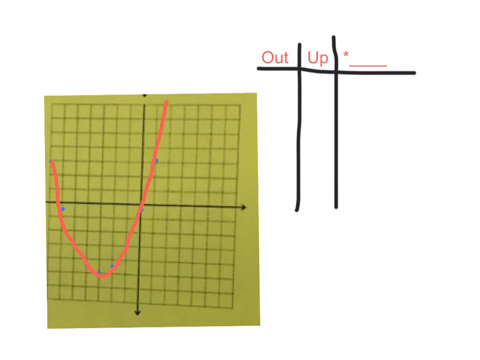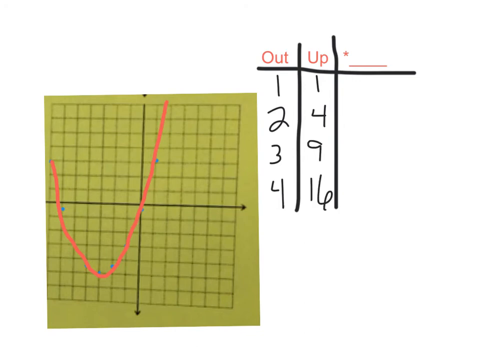First thing I want to do is look at the shape of the graph. So I have a U shape, which is telling me that I have a quadratic. So since I have a quadratic, my out and up chart is going to be that of a quadratic. So 1, 2, 3, 4 for my out. My up is going to be 1, 4, 9, 16.